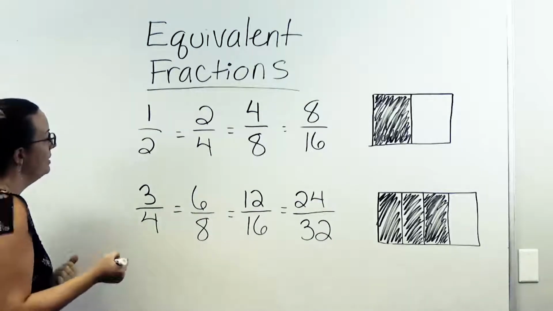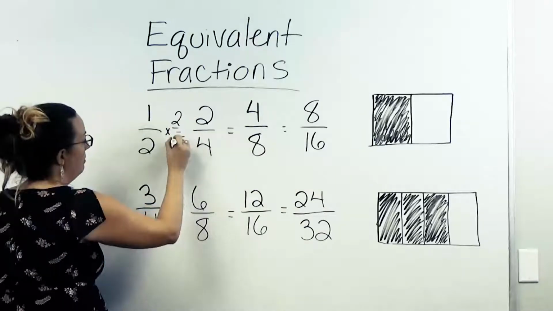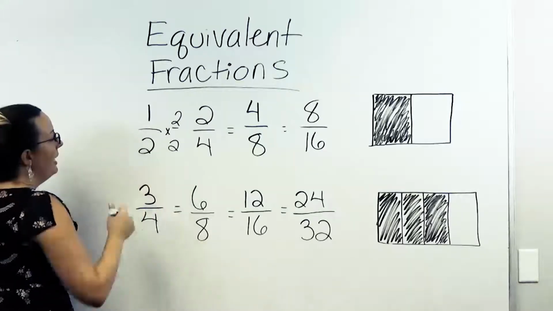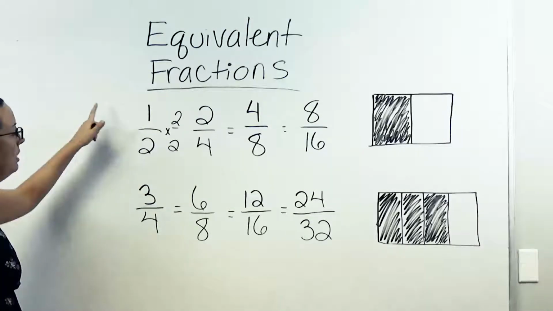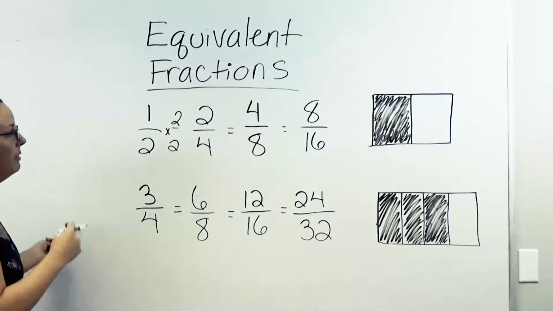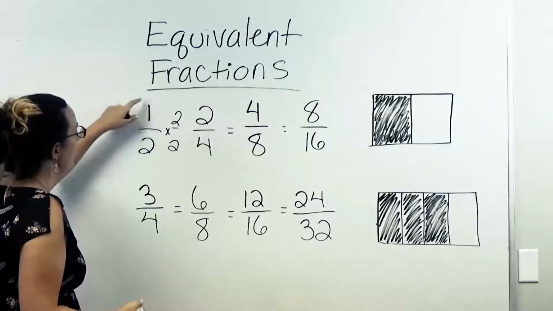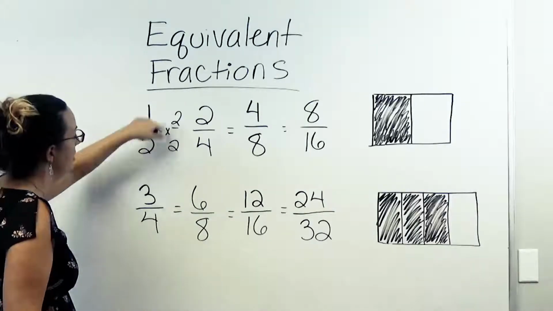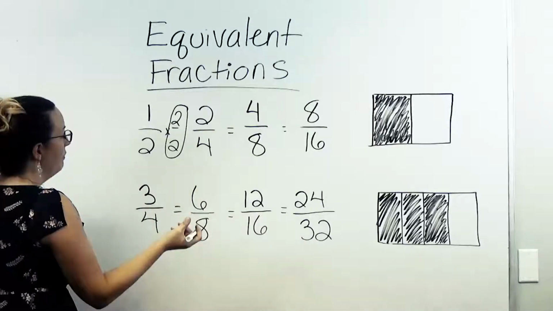To find a common denominator, you would have to multiply the numerator and the denominator times the same number. If you multiply anything times 1, you're essentially getting the same number. So 1 times 1 is 1, 1 times 2 is 2. Anything times 1 is itself. If you multiply the numerator and the denominator times the same number, 2/2 is the same thing as 1 whole. So we're using that to find an equivalent fraction.